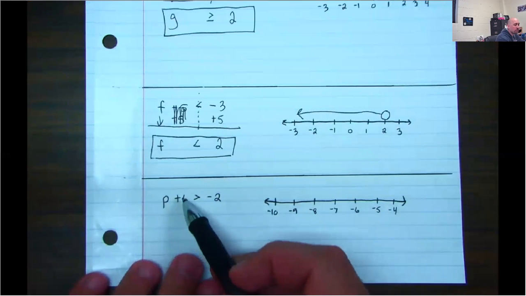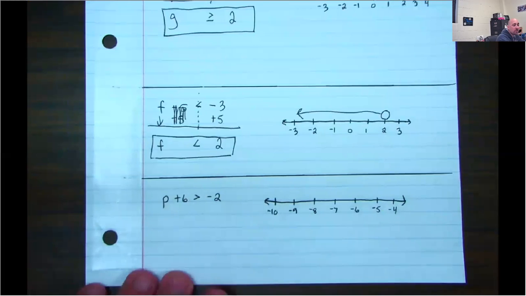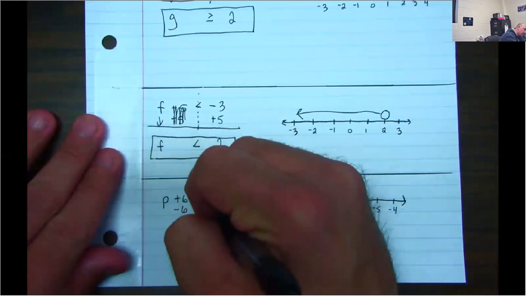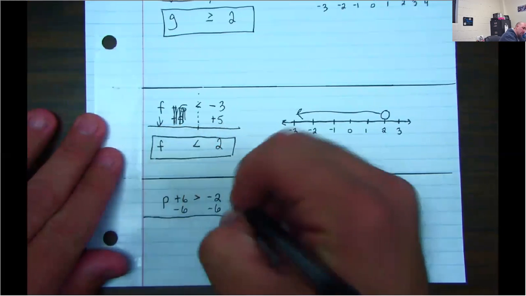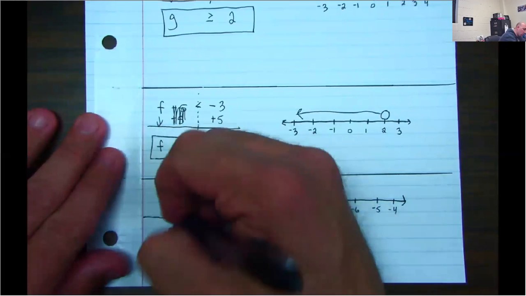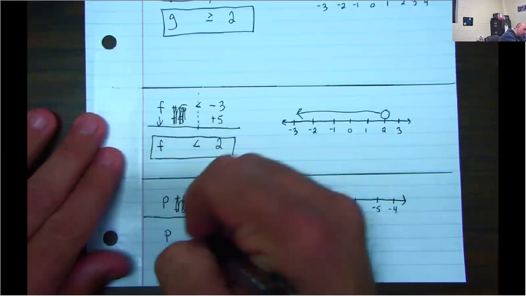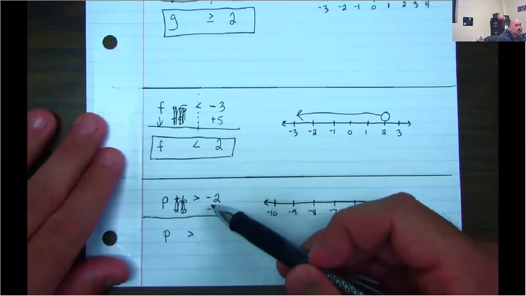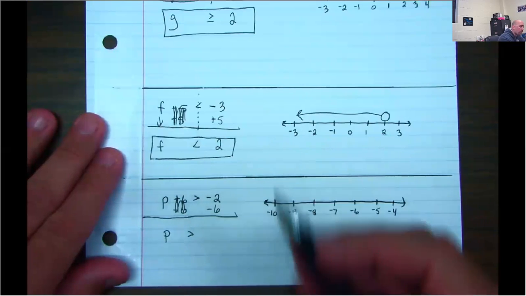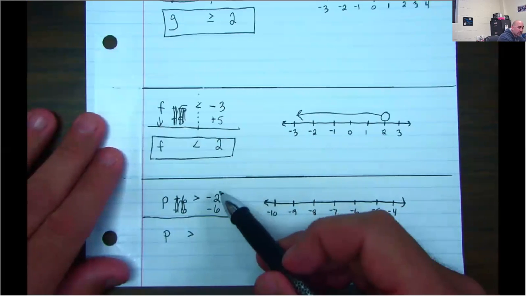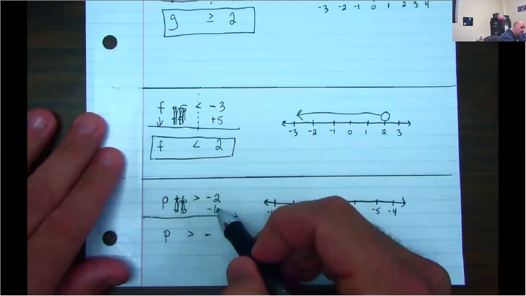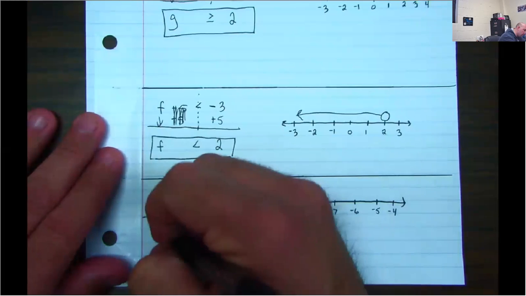All right, one more. Solving for p, attached to it is this plus 6. What is the inverse of adding 6? Subtracting 6. 6 minus 6 goes away. Bring down your inequality sign. Notice here, the signs are the same. When adding or subtracting integers, keep the sign, add the numbers.